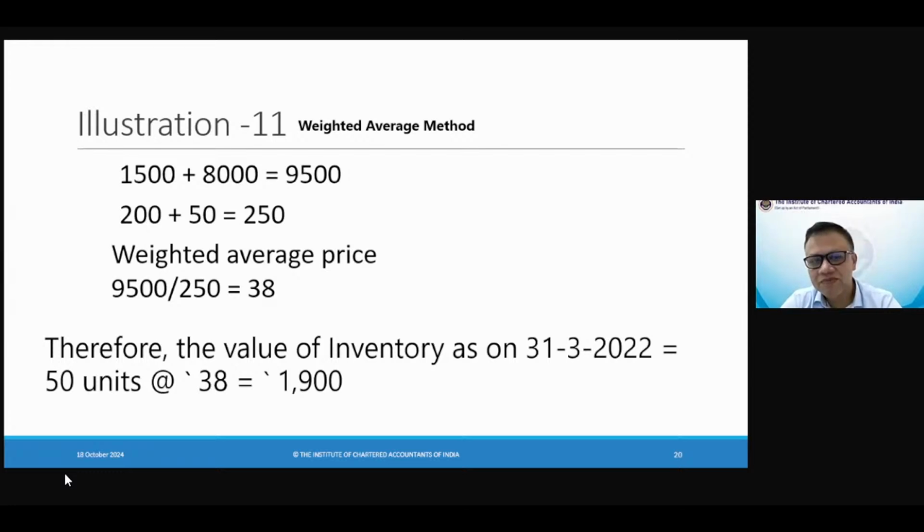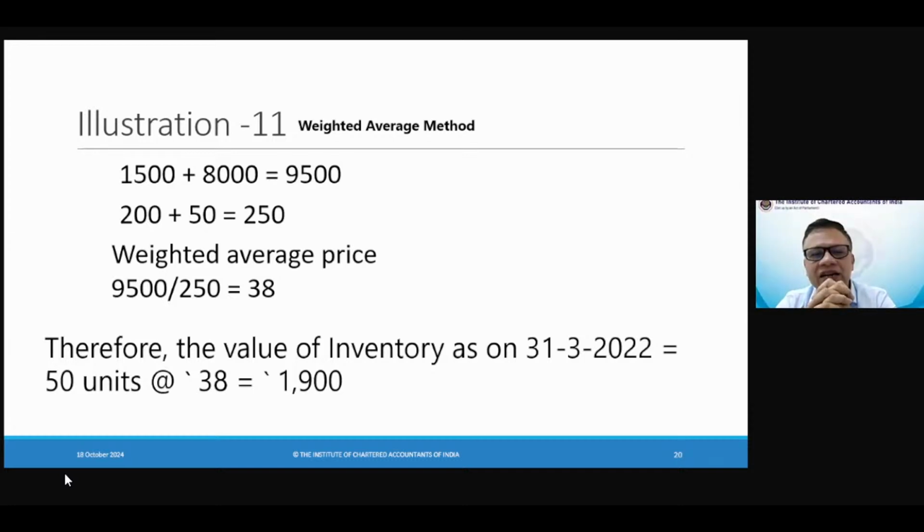So usually, in what scenario in practical life, when is the weighted average price mostly used, sir? Weighted average you use particularly where you know that you have a small amount of inventory and your issues are less. In that case, you use weighted average.